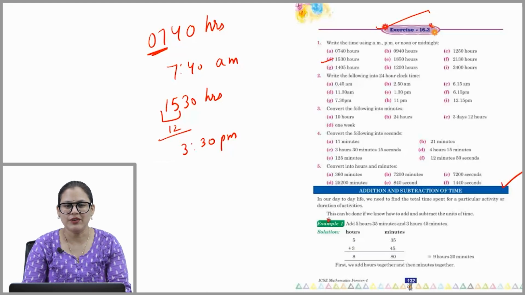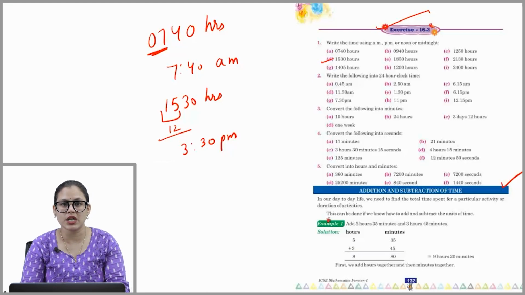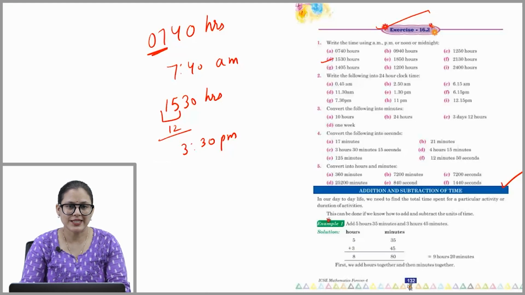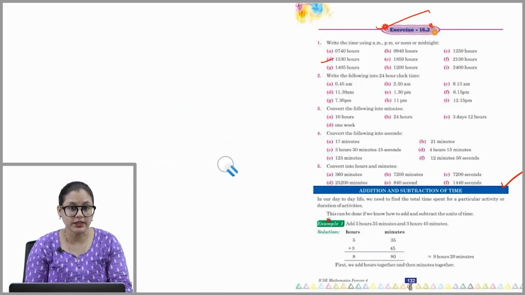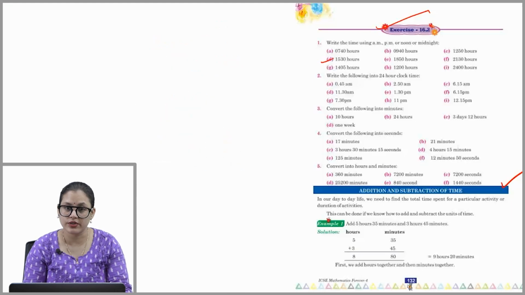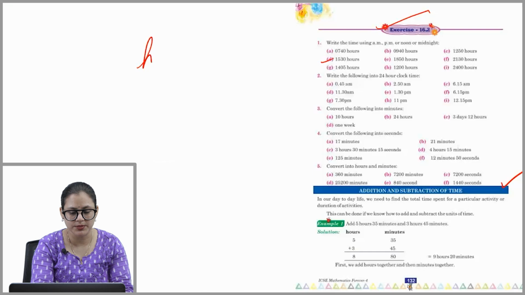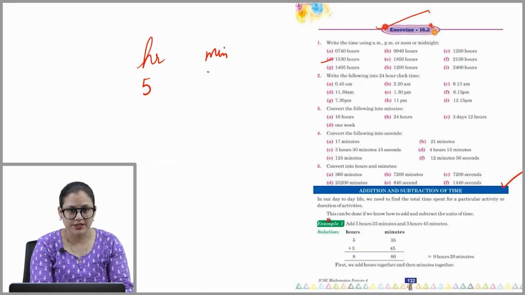Next, addition and subtraction of time. In our day-to-day life, we need to find the total time spent for a particular activity or duration of activities. This can be done if we know how to add and subtract the units of time. For example, you have to add 5 hours 35 minutes and 3 hours 45 minutes. First you will make two columns, one for hours and one for minutes: 5 hours 35 minutes, and 3 hours 45 minutes.